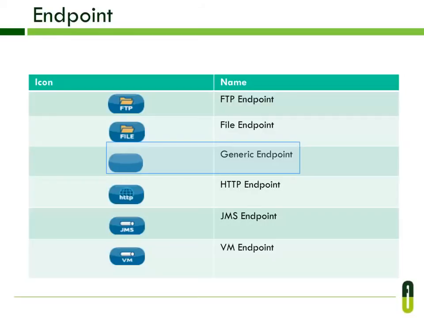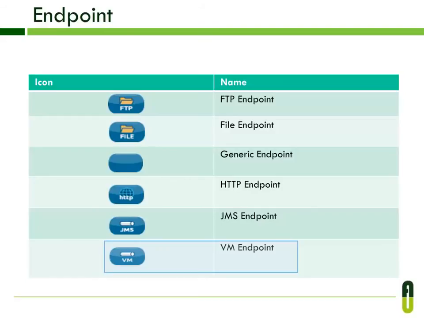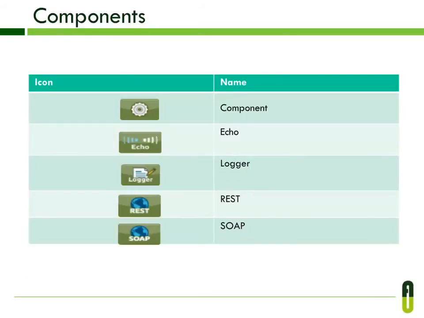Generic endpoint. This endpoint is used to dynamically configure an endpoint using Mule expressions and specifying paths. HTTP endpoint. This endpoint is used to process HTTP requests or responses. JMS endpoint. This endpoint is used to send or receive messages from a JMS queue. VM endpoint. This endpoint is an in-memory queue that allows you to integrate different flows or services in the same Mule config. Here you can see the different types of components.